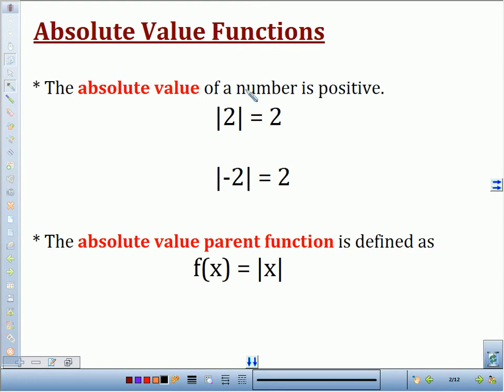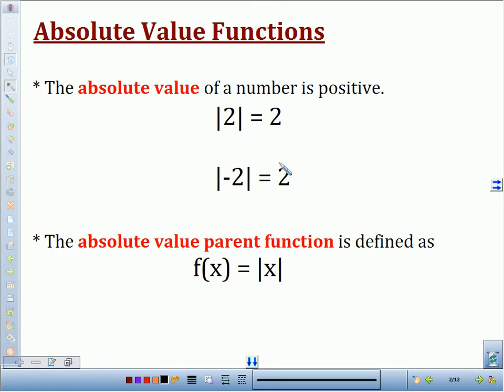For instance, if I were to take the absolute value, that's what these two lines mean, the absolute value of positive 2 would be positive 2. But the absolute value of negative 2 would be positive 2. So a number that is negative becomes positive, and a number that is positive stays positive. That means that the absolute value of a number is a positive number.